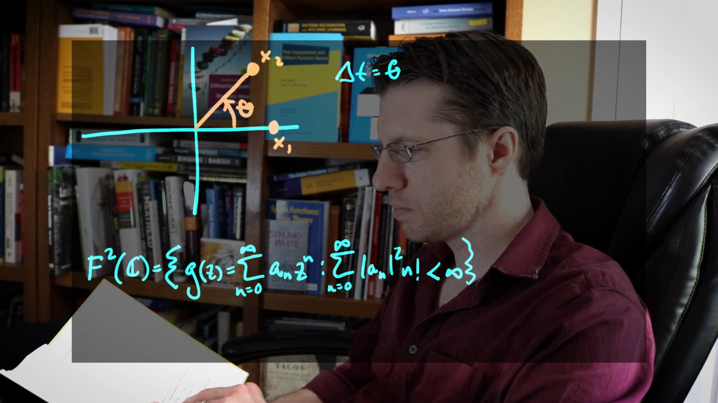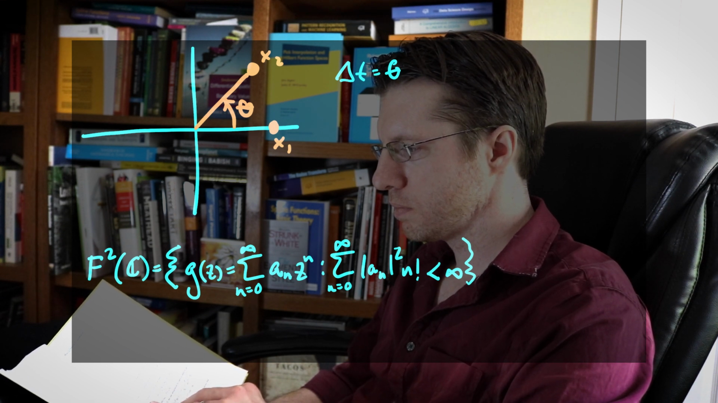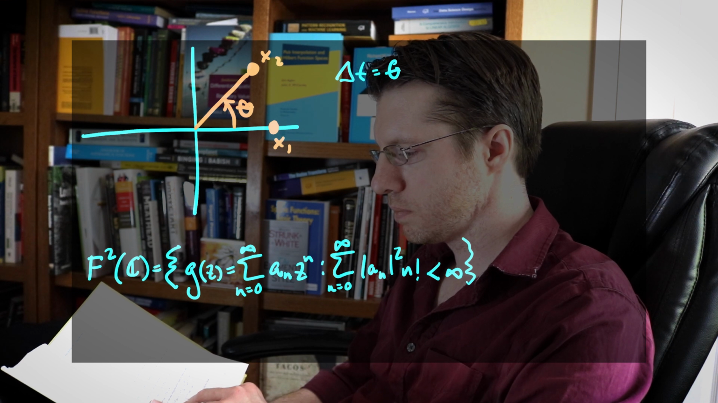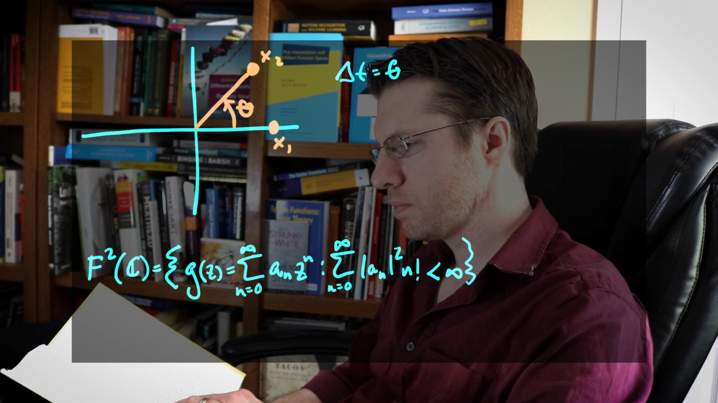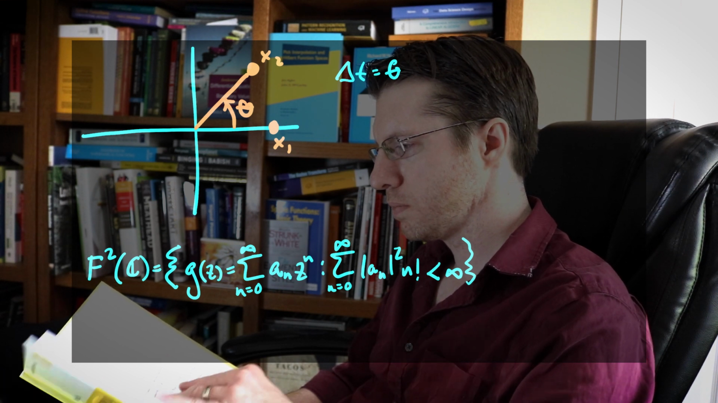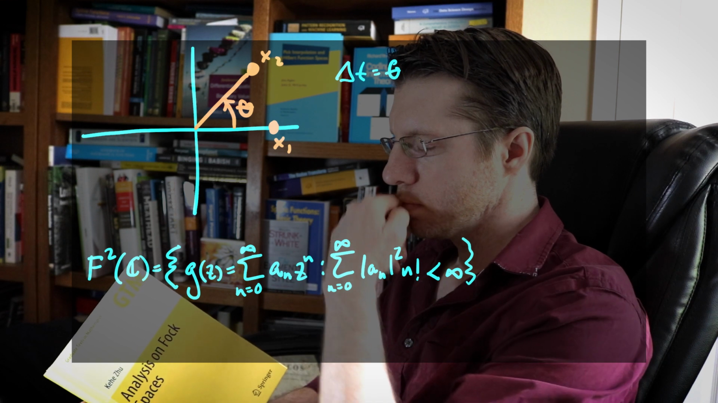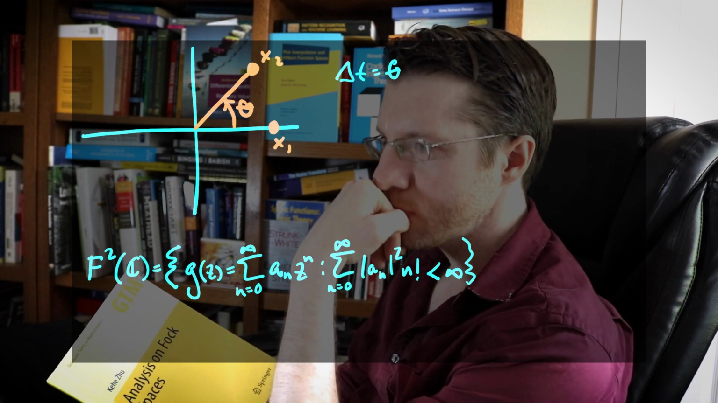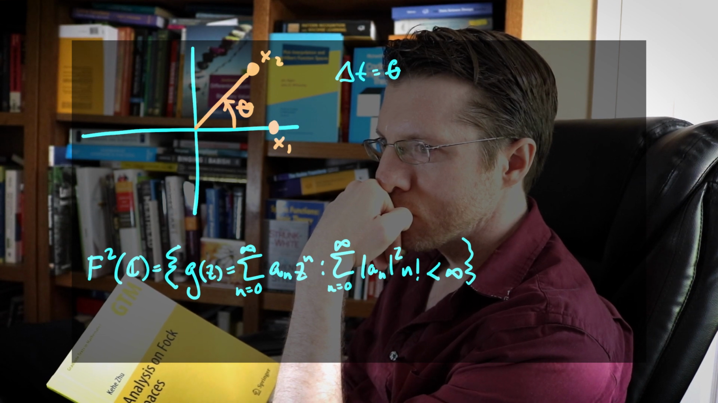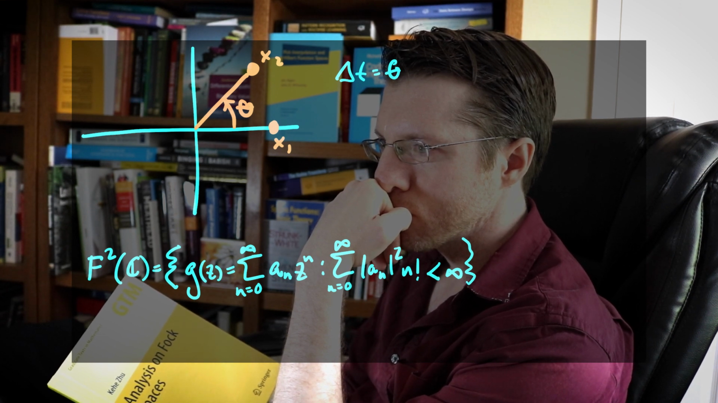So the Fock space consists of entire functions that can be written as a power series, the sum from n equals 0 to infinity of a_n z^n, provided that the coefficients satisfy this inequality: if you take their norm squared and multiply that by n factorial, the sum from n equals 0 to infinity has to remain finite. And this also happens to give us the square of the norm that we're talking about.